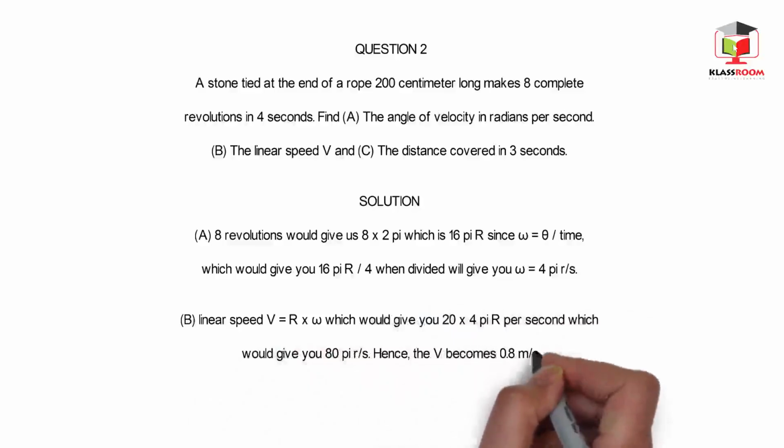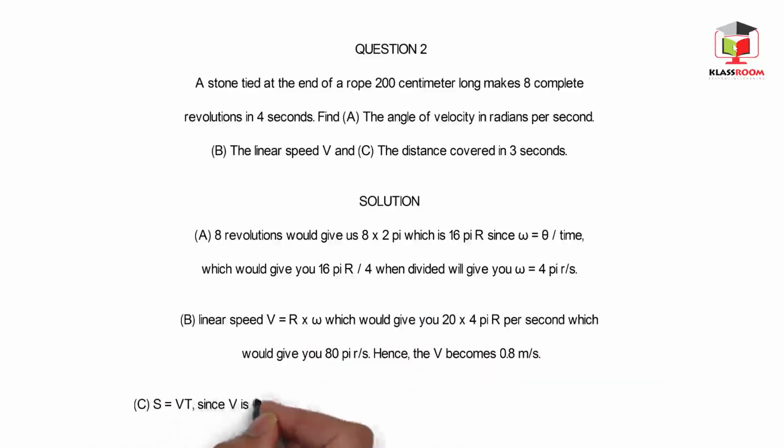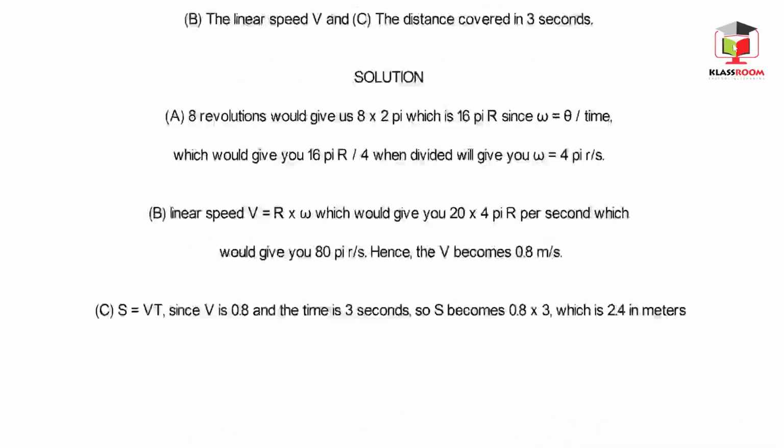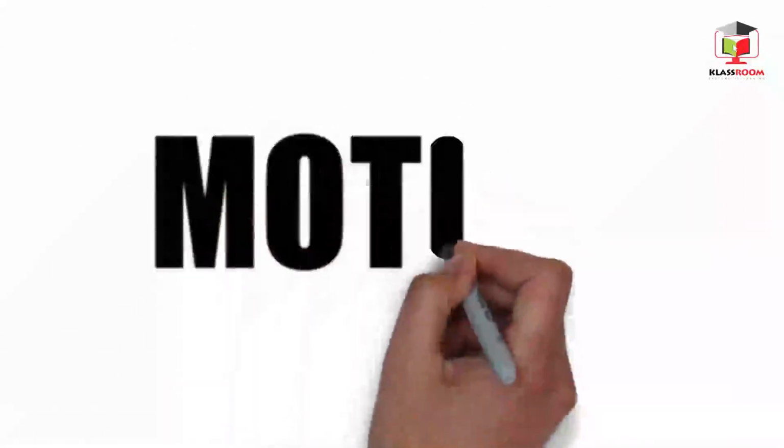C, s equals vt. Since v is 0.8 and the time is 3 seconds, s becomes 0.8 times 3, which is 2.4 in meters. That brings us to the end of the topic, motion.